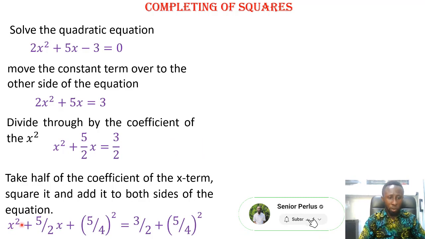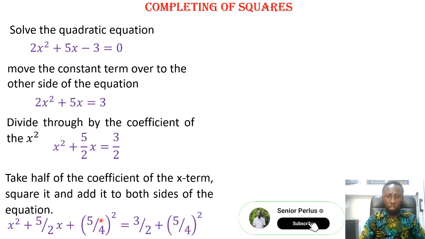So we have our s squared here, 5 over 2 s here. Then we say we take half of it, that's why we got 5 over 4. You remember? So we square this one, 5 over 4. Then we add it to both sides of the equation. So we have added it here and we have added it here. That's both sides of the equation.